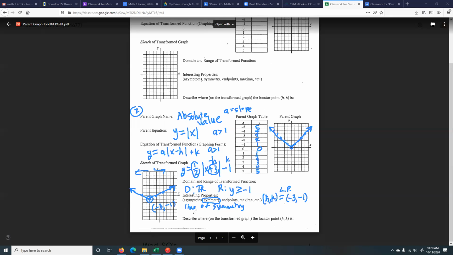Vertex is a maximum or minimum. Let's write that. So it does have a vertex, right? And in this case, it's the minimum. If it was pointing down, then it would be a maximum. So vertex is max or minimum. So there's a maximum point or a minimum point. In this case, we have a minimum point. It's the vertex. The vertex is at negative 3, negative 1, which is also the locator point. Describe where the transformed locator point is. So the locator point is the vertex, which is at negative 3, negative 1. That's my vertex / locator point.